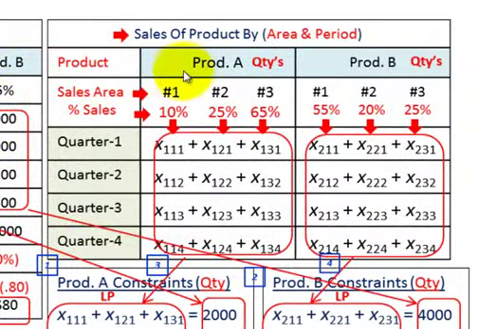The next thing we have to do is look at how we're going to set up our linear program. We're going to have some sales of the product by area and period, and the periods are those 4 different quarters we're looking at. For product A and product B, there are going to be 3 different sales areas, so you'd want to identify your different sales areas. In this case, we're just identifying them as sales area 1, 2, and 3 for each of those products. Then we have the percentage of sales that we're allocating for each of those areas.